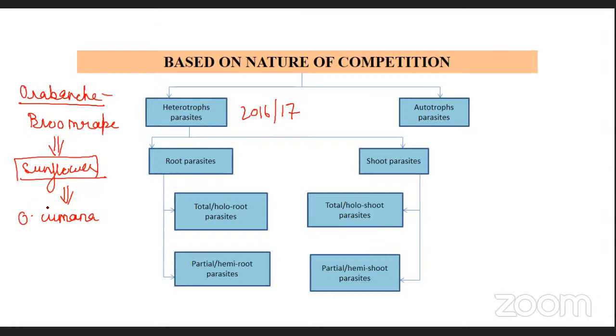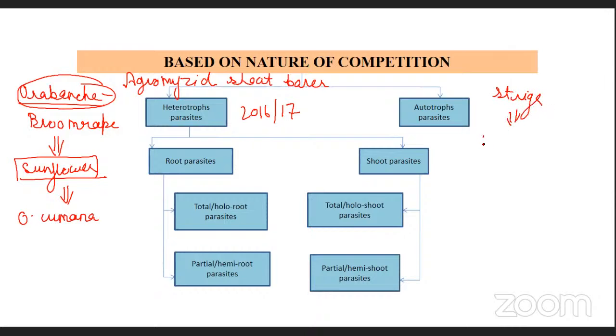And for controlling this Orobanche, you have to use the agromyzid shoot borer. This is one, you can say, bioherbicide type of thing. The agromyzid shoot borer is there, which can control your Orobanche. Okay, and for Striga, the English name is witchweed.